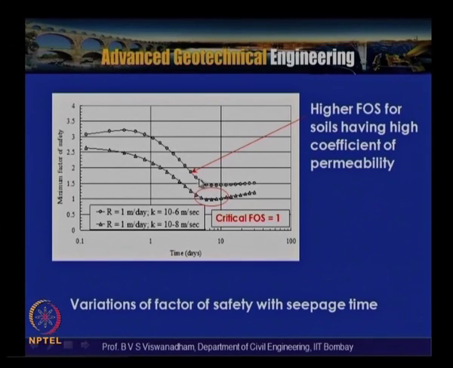You can see that because of the dissipation of the pore water pressure, there is a possibility that a high factor of safety is obtained, but for soils with low permeability the factor of safety is low. That is shown here, and you can see that this particular case reaches the critical factor of safety, which is equal to 1. If this situation prevails at the site, there is a possibility that this slope can undergo failure due to the drawdown condition of 1 meter per day.